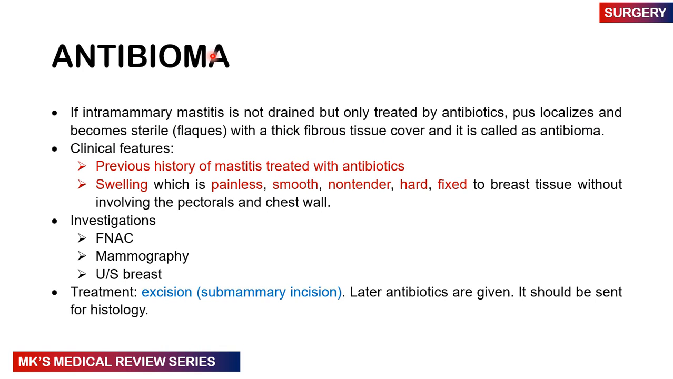When you talk about an antibioma, if you have an intramammary mastitis, which is not drained and only treated with antibiotics, the pus actually becomes localized, it becomes sterile, so it has some flakes with thick fibrous tissue that can cover it, and this is known as an antibioma. So the patient may have previous history of mastitis that was treated with antibiotics alone, a swelling which is painless, smooth, non-tender, hard and fixed to the breast tissue without involving the pectoralis muscles and the chest.